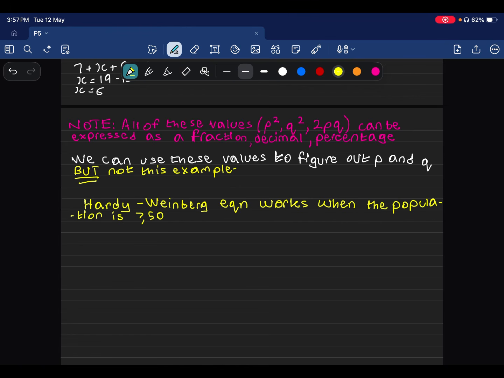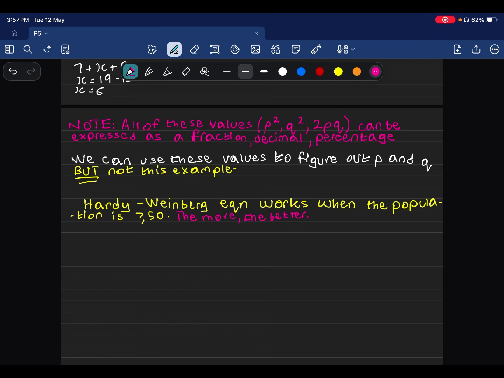Was our population greater than or equal to 50? No. So can you apply the Hardy-Weinberg equation here? No. So then why did I put this example in here? Just to understand how the Hardy-Weinberg equation works. But now you know you can't use it if you have an organism total number of less than 50. It needs to be more than 50 or at the very least equal to 50. But again, the more the merrier, the more the better it is for you to use it.